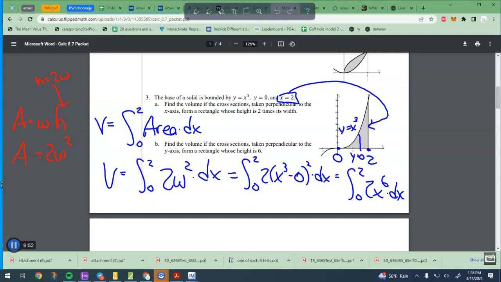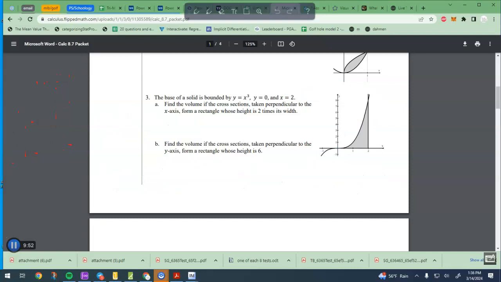Okay. Part B. Now we're perpendicular to the y-axis. So my representative shape is more like that. This is x equals 2. Is that solved in terms of y? In terms of y means x equals. In terms of x means y equals. So that actually is in terms of y. There's just not a y there. And then this we need in terms of y also. So if y equals x to the third, then x is going to equal y to the 1/3.